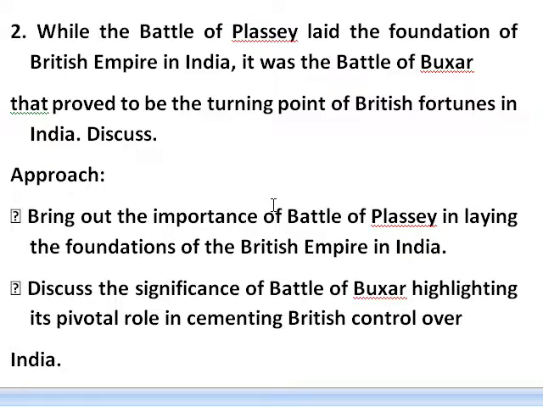Second question: the Battle of Plassey laid the foundation of British Empire in India. It was the Battle of Buxar that proved to be the turning point of British fortunes in India. Discuss. Approach: bring out the importance of the Battle of Plassey in laying the foundation of the British Empire in India. Discuss the significance of the Battle of Buxar, highlighting its pivotal role in cementing British control over India.